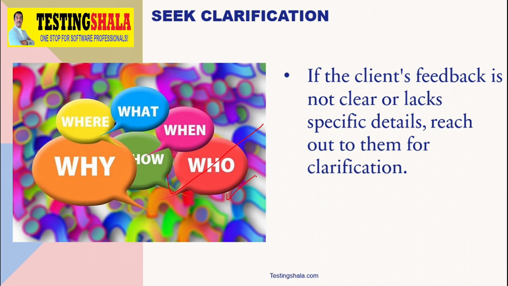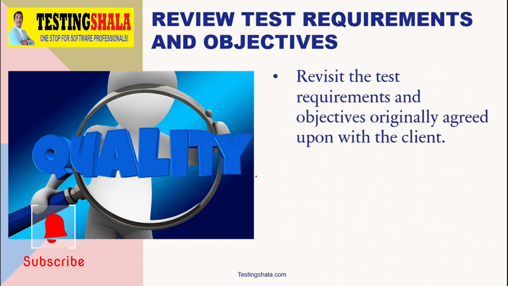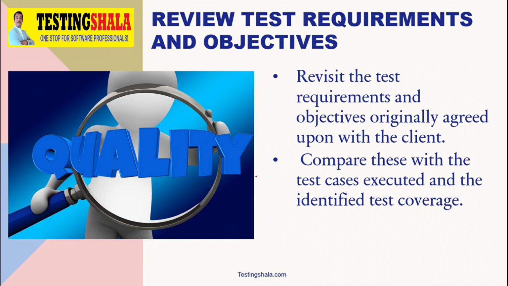And the third thing we should do is review our test requirements and objectives. We got clarification from the customer with all the inputs. Now we should review our overall test requirements and objectives as well, because that is what our test cases were developed from. First, we should review all those objectives and we should also compare those test requirements with our test cases which got executed. That is the next thing we should do.